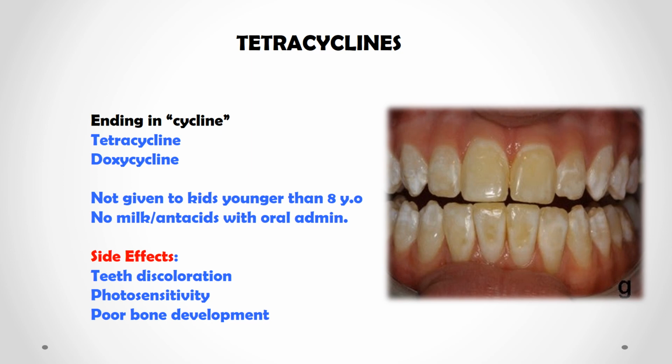Side effects of the tetracyclines, in addition to teeth discoloration and poor bone development, include photosensitivity to the sun, nausea, vomiting, diarrhea, and hepatotoxicity. Remember again, tetracyclines are never given to children.